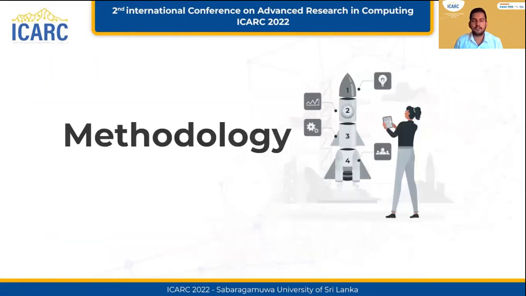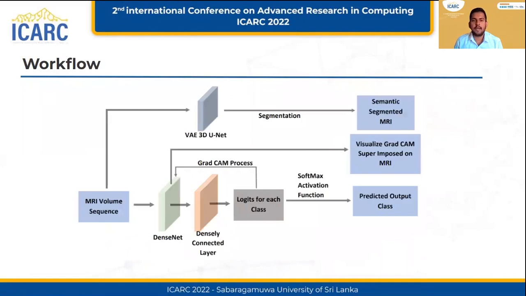Now let's move into the methodology. We applied interpretability to an MRI classifying deep learning model. This is the high-level architecture diagram of the methodology. There are two basic modules, where one is for segmentation and the other one is for classification. VAE3D U-Net is used for segmentation while DenseNet is used for classification.